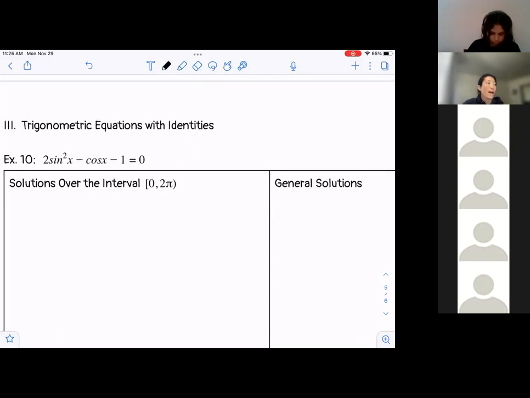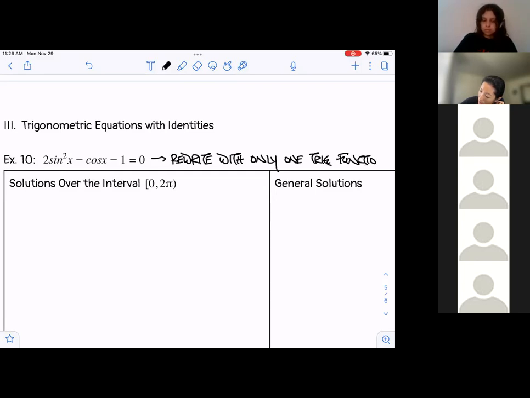Now that is actually problematic for us, having sine and cosine together. So it turns out that we're going to want to rewrite with only one trig function. So we either want it to be all sine or all cosine.